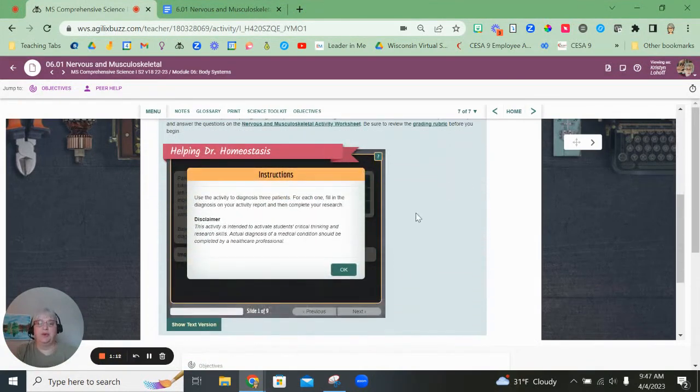For this worksheet, you're going to need to work through this simulator and include the information on the worksheet at the same time. This is slightly different than a normal situation for our assignments. There is a disclaimer on this activity. It's intended to activate your critical thinking and research skills. You are not actually diagnosing medical conditions. That should only be done by a healthcare professional. So because you've gone through the simulator, we want to make sure that you don't feel you are able to diagnose actual medical conditions. Leave that to the professionals who've been doing it for years and have been trained to do so.